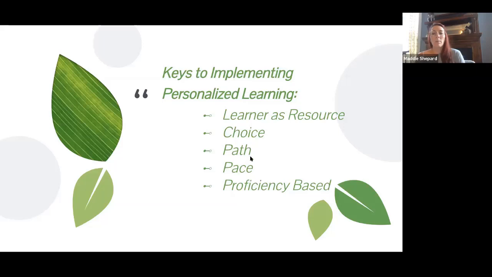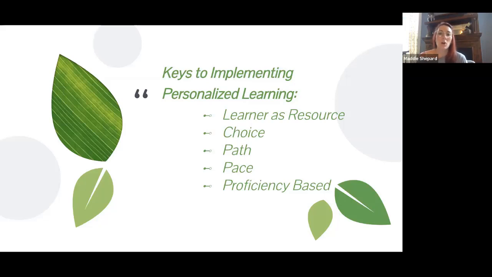And then we talk about path, pace, and a proficiency-based progression. So meaningful ways that learners can have choice are over their path or over their pace. The pathway to learning includes things like how kids access their learning, how kids engage with or practice learning or skills, or how they demonstrate learning.